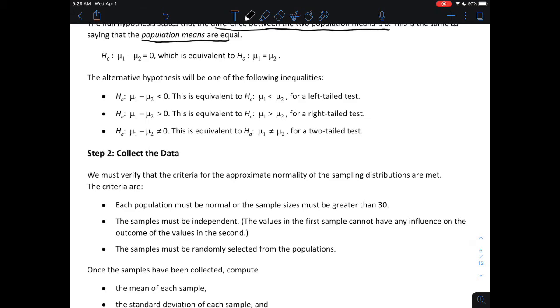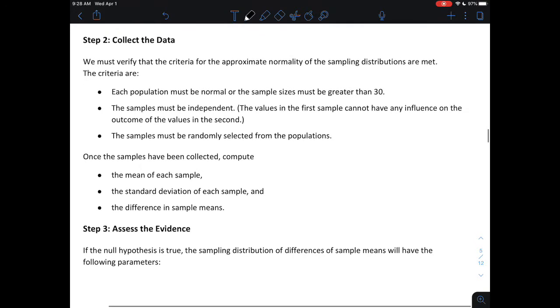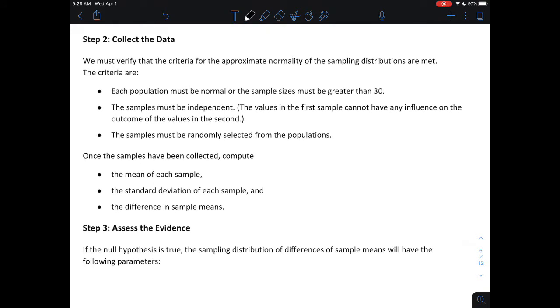After we state our hypotheses, we have to collect the data. We must verify that the criteria for the approximate normality of the sampling distributions are met. The criteria are each population must be normal or the sample sizes must be greater than 30. It's exactly like what we've been seeing for a few lessons now. For this lesson, the samples must be independent. The values in the first sample cannot have any influence on the outcome of the values in the second. And then the samples must be randomly selected from the populations. Once the samples have been collected, we need to compute the following: the mean of each sample, the standard deviation of each sample, and the difference in the sample means.